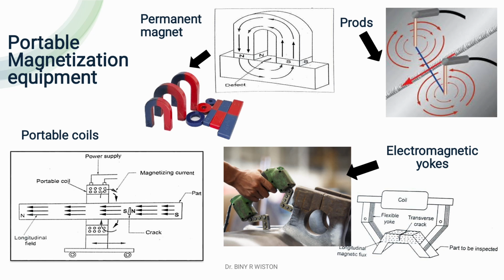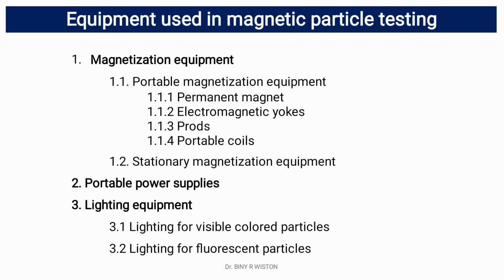Then we have stationary magnetic equipment. Stationary magnetic particle inspection equipment is designed for use in a laboratory or production environment. The most common stationary system is a wet horizontal unit. This unit is provided with a fixed headstock and a sliding tailstock.